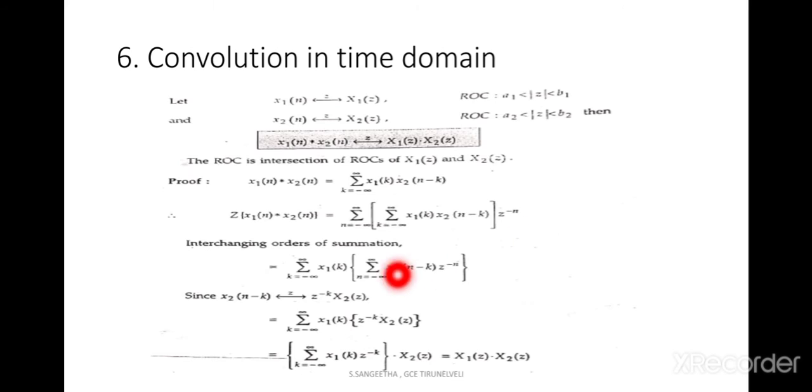Hence X2(z) will be taken outside, and the value will be capital X1(z) into capital X2(z). So the formula is written as X1(z) X2(z). Hence the convolution in time domain property will be proved.